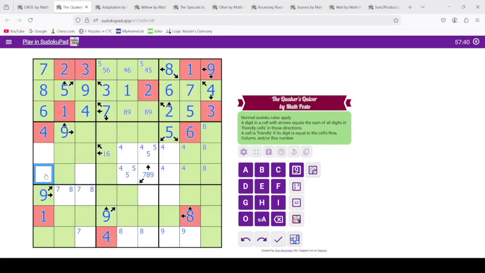Five and 6. Is this possibly friendly? Can't be a 1. Can't be a 6. And it can't be a 4. So no, this is not friendly. These are not friendly. Because this is C9 over here.